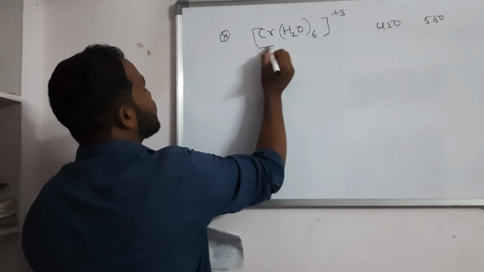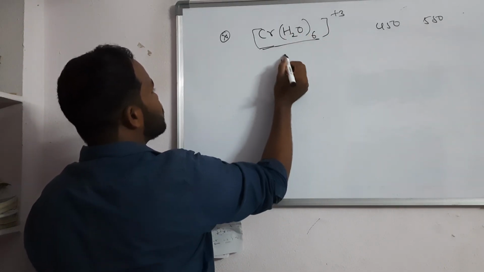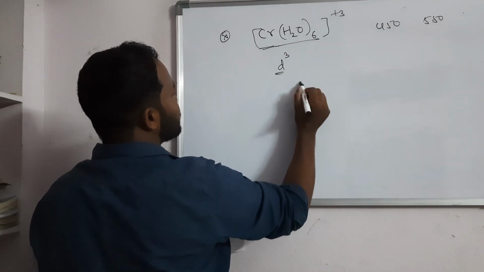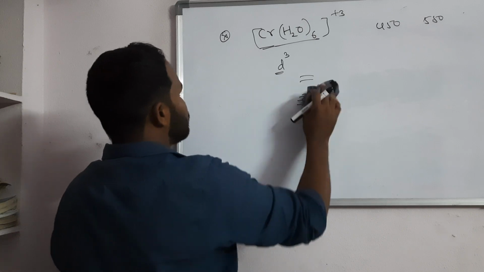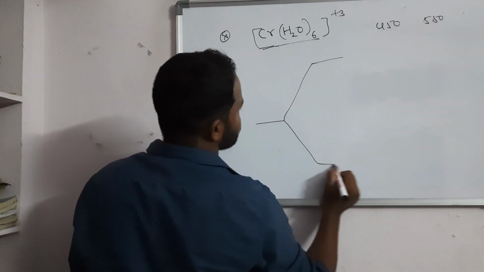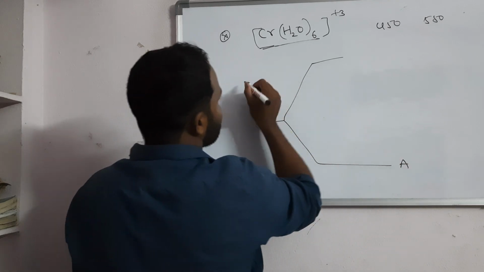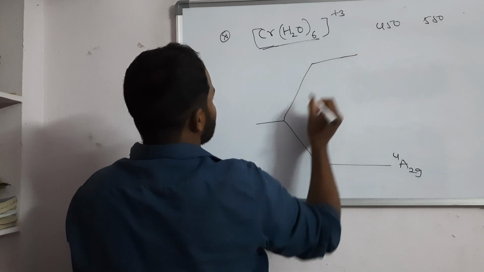So for this you can write the ground term symbol. Chromium plus 3 means d3. If you write d3 as 1, 2, 3, hole inversion takes place, and you will get the ground term 4A2g. Here 3 unpaired electrons are there, 4A2g, right?